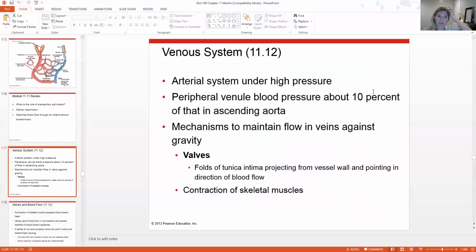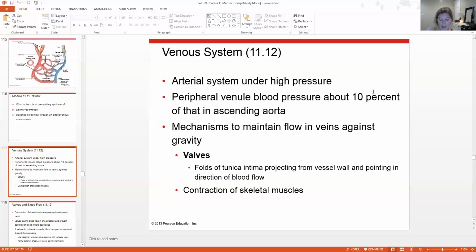Let's talk about the venous system. The arterial system is typically under very high pressure. The peripheral venule pressure is much lower, about 10% of that of the aorta. So very low pressure. And because it has such low pressure, we have to have ways of getting that blood back up to the heart. So there's two mechanisms that the veins use to get the blood back up to the heart. One is venous valves, and one is the skeletal muscle pump.